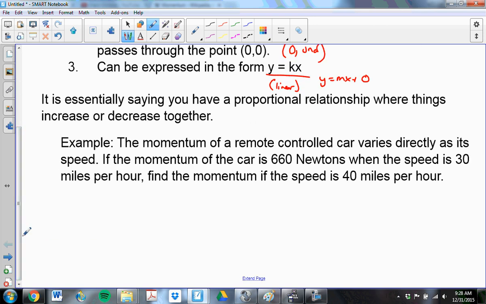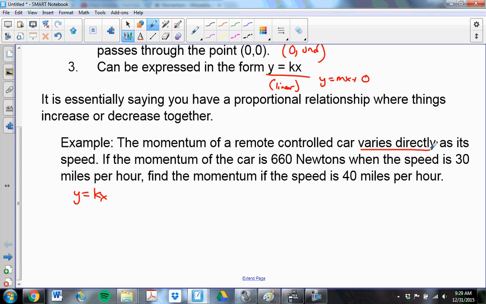So here's an example. Momentum of a remote-controlled car varies directly as its speed. If the momentum of the car is 660 newtons when the speed is 30 miles per hour, find the momentum if the speed is 40 miles per hour. There's a lot of information here to sift through, and you could probably reason through it without this formula. Whenever you see varies directly, you've got y equals kx.